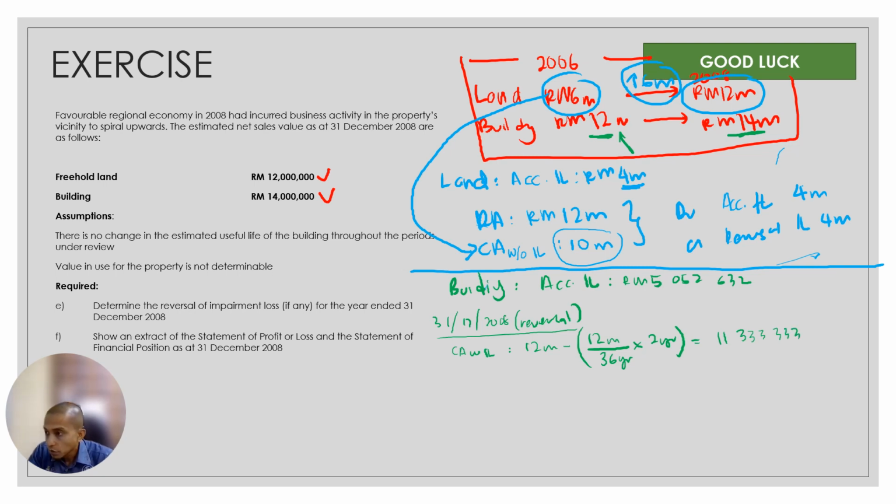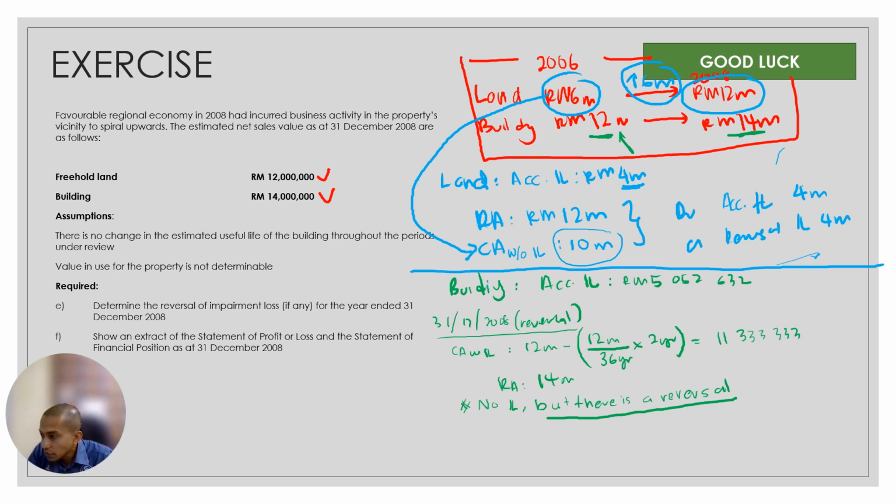11,333,333. The RA given here in the question is actually 40 million. So now our conclusion here is no impairment loss. But because before this we had the impairment loss, there is a reversal. This only happens if before this we had impairment loss. If before this we didn't have impairment loss, then we just stop at no impairment loss. So how do we calculate the reversal?